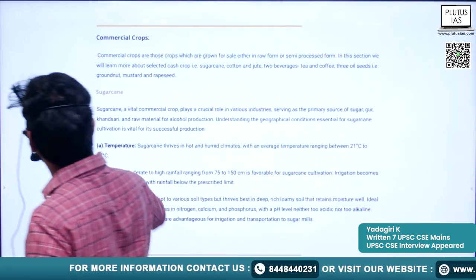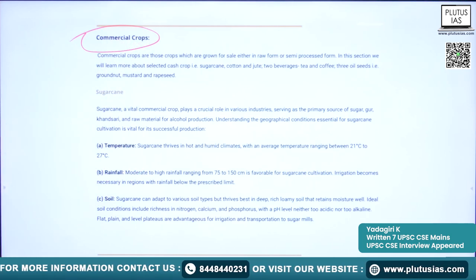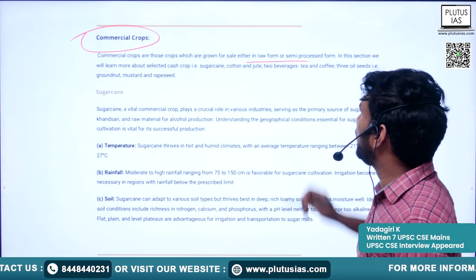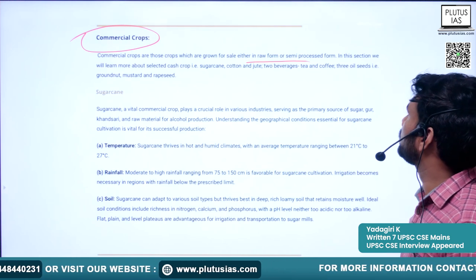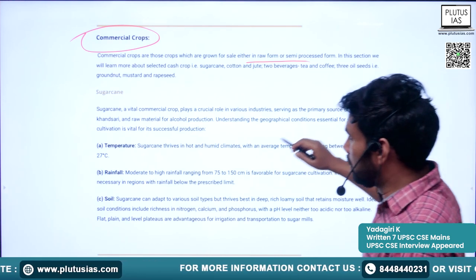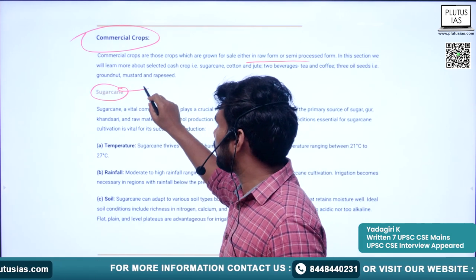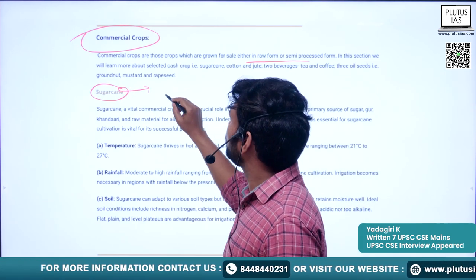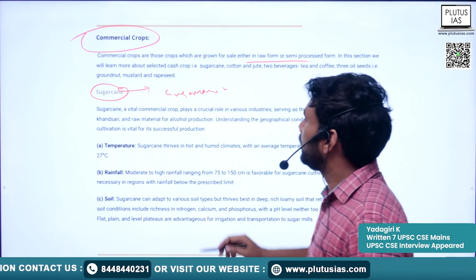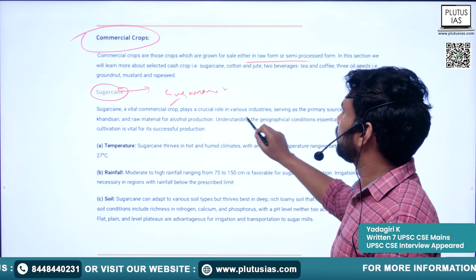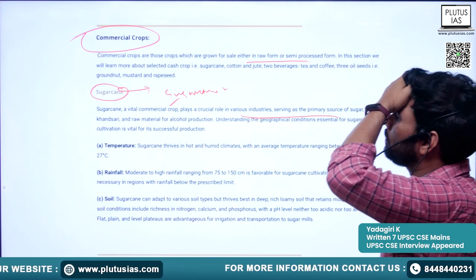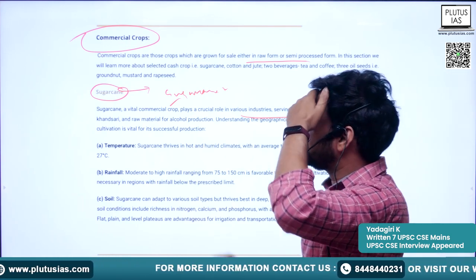Now we will see the commercial crops. Commercial crops are those which are grown for sale either in the form of semi-processed or fully processed form. The first and most important commercial crop is sugarcane. It is a vital commercial crop, playing a crucial role in various industries, serving as the primary source of sugar, gur, condensed milk, etc.